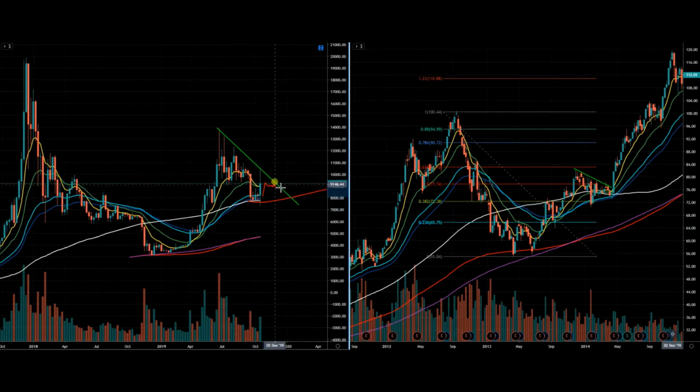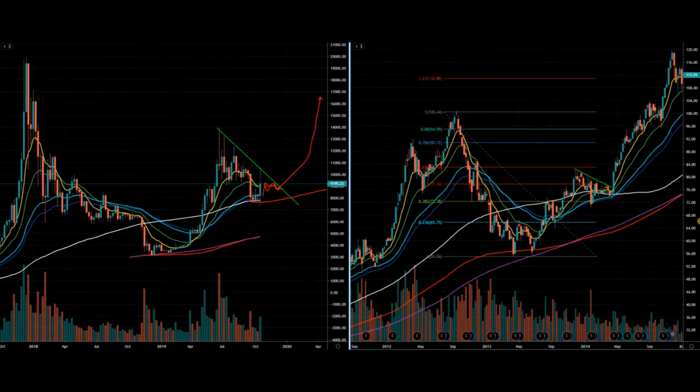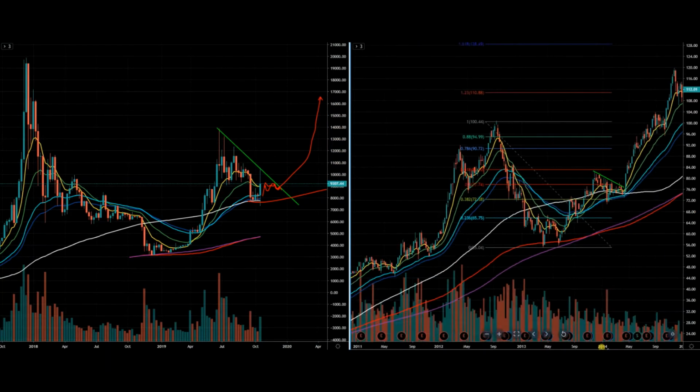So this should continue higher. As you can see, it's a pretty flat average, but it should hold price up and consolidate into this, and then we get that breakout, and then Bitcoin can really go into a bull trend. Now, what happened after this?